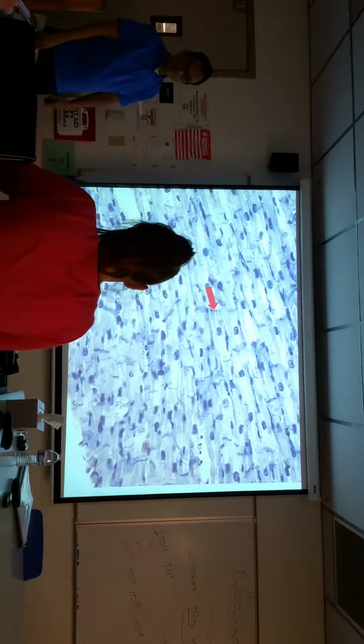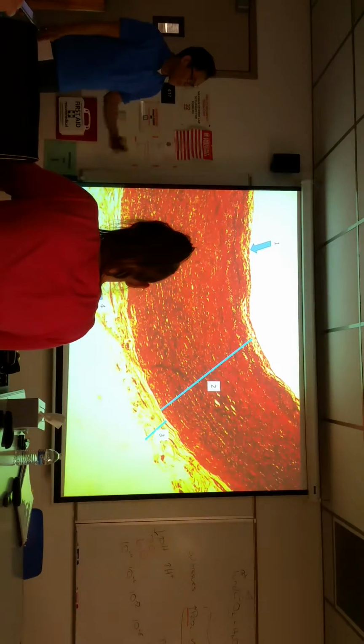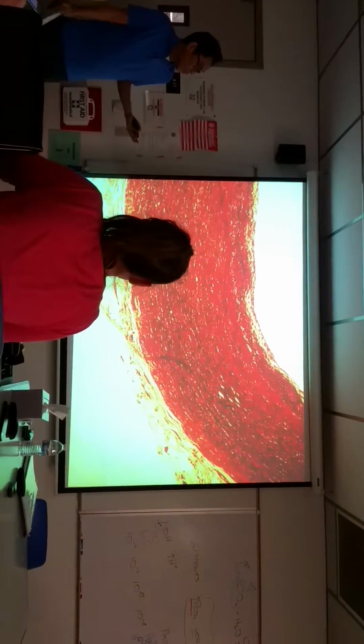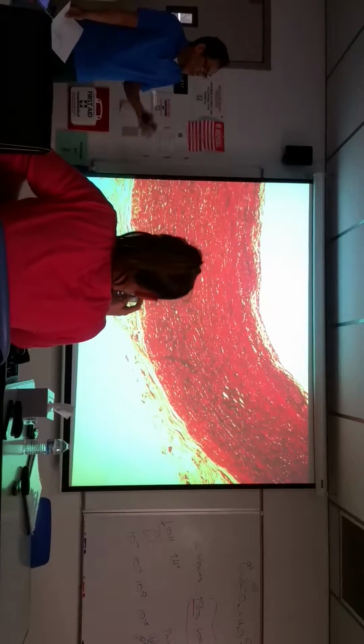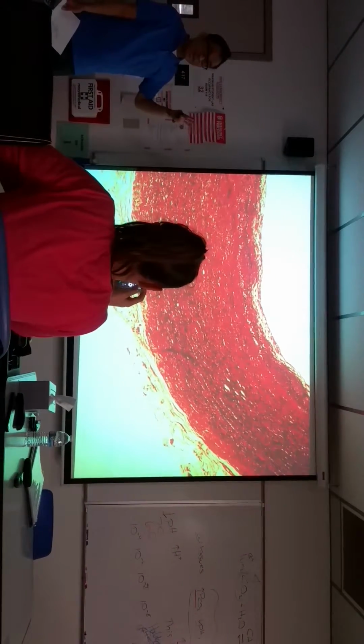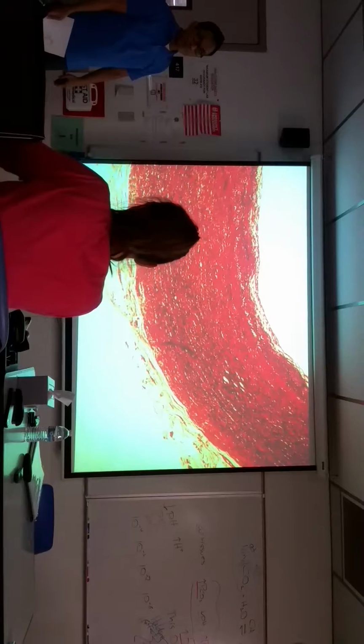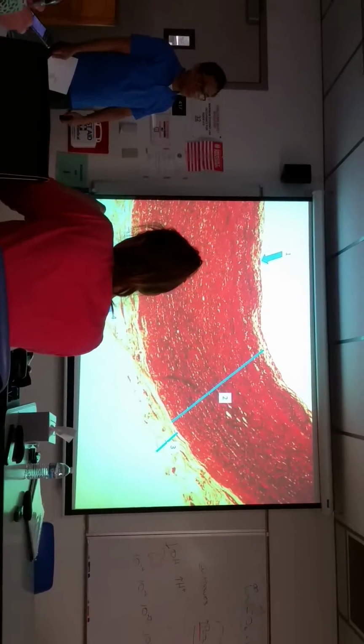Okay, so we start with the heart, then we go to the blood vessels. I might ask you to identify what kind of blood vessel this is. Remember we talked about the different kinds? This is an elastic artery. I may have you identify the tunics.